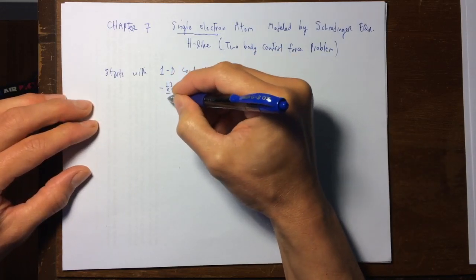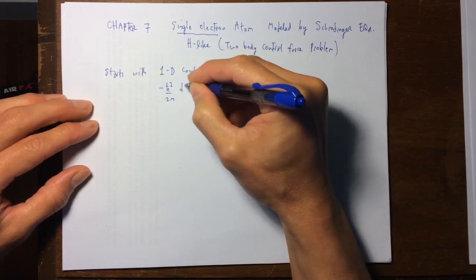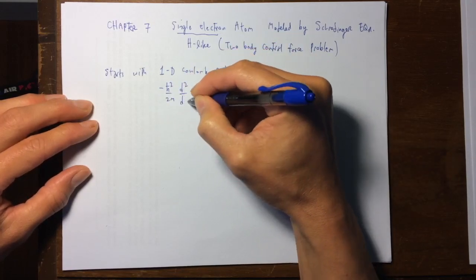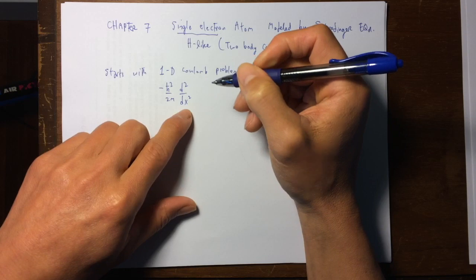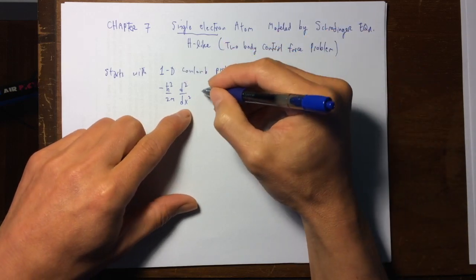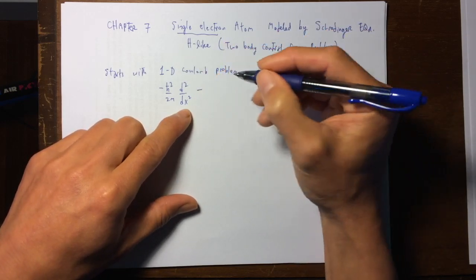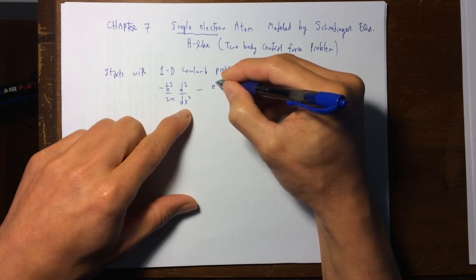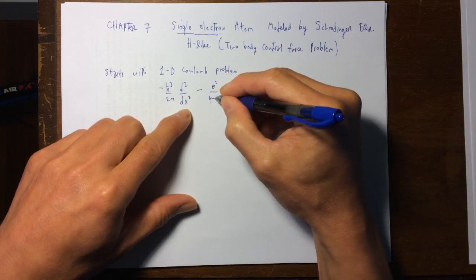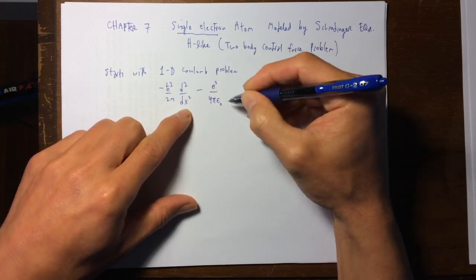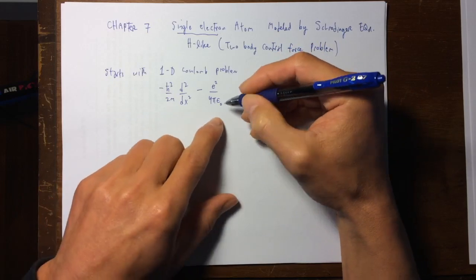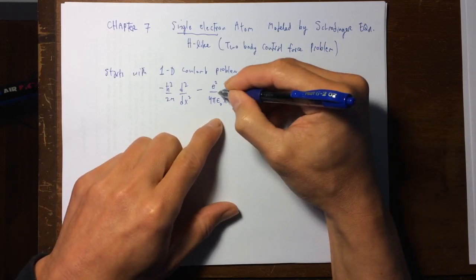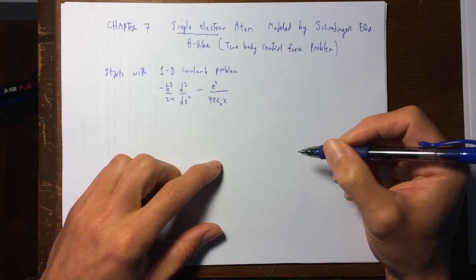Minus h bar squared over 2m d squared by dx squared. So x is the one dimension's name. And then there is a minus e squared over 4 pi epsilon 0, that's the permittivity of free space, with the x downstairs.